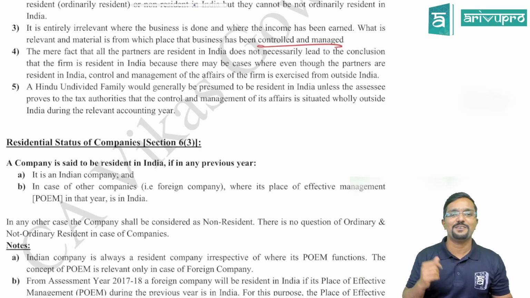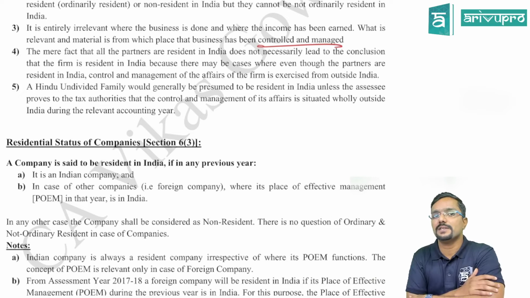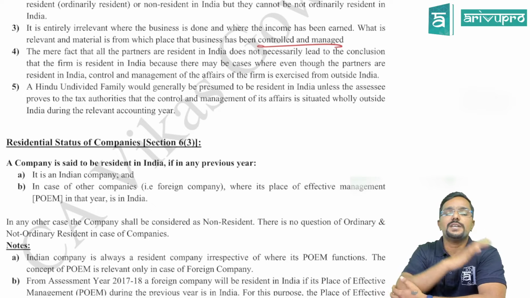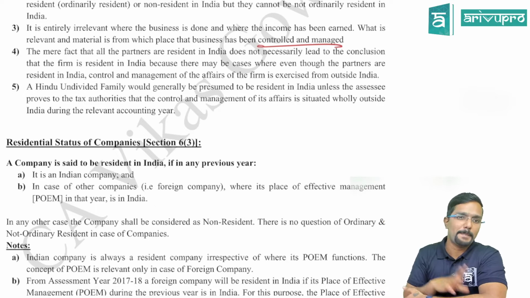Sir, how come they do like that? You don't ask. It means just a possibility, because sometimes they may confuse you by giving it like this. There is a partnership firm where all the partners are resident in India. What is the residential status of the partnership firm? Which again depends on control and management only.